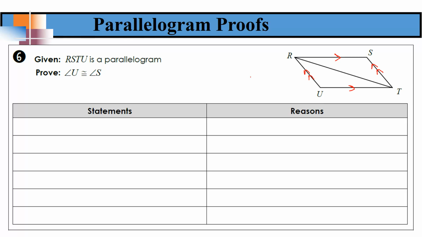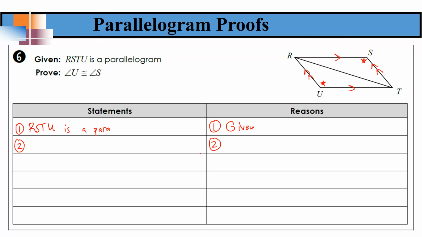And they want us to establish that angle U is congruent to angle S. That would be this angle here where I have a little star and this angle here where we have a little star. Well, let's go ahead and write down our given information. We know that RSTU is a parallelogram. And we know that's true because it in fact is given to us.